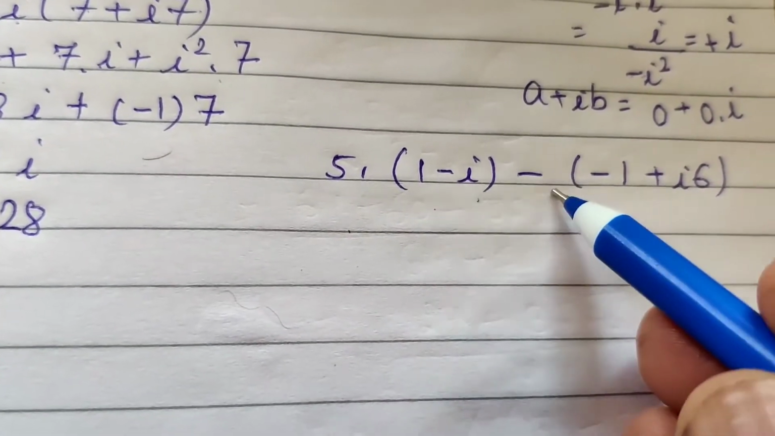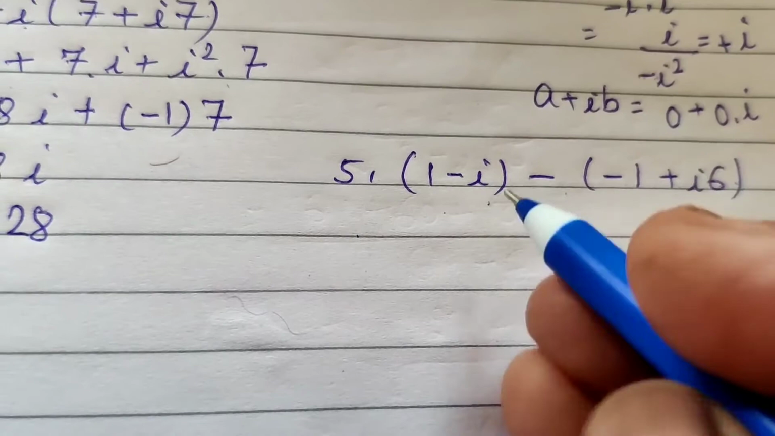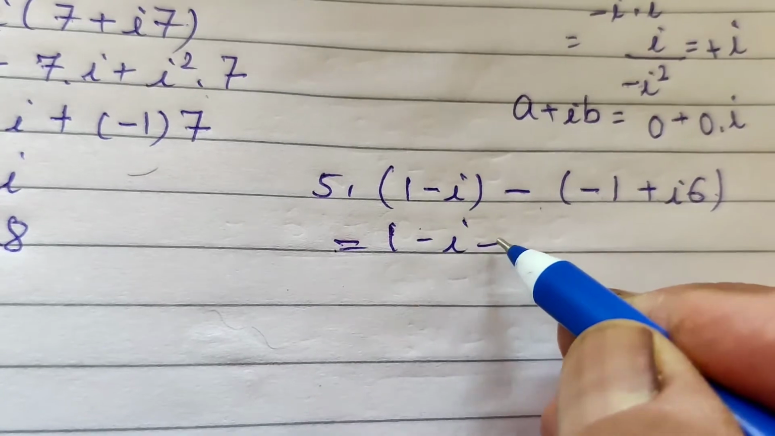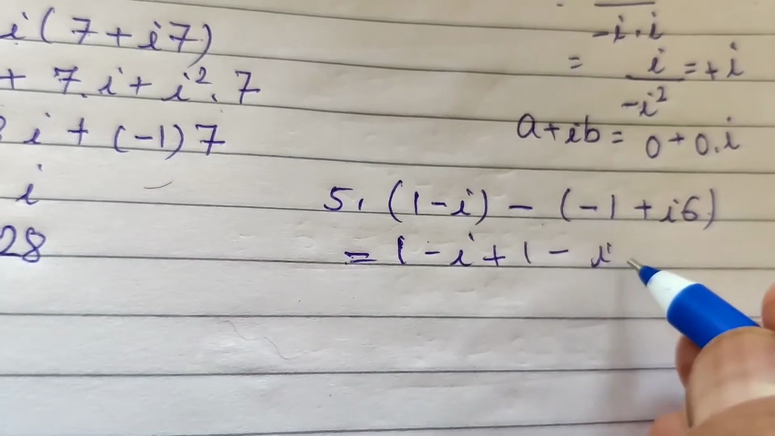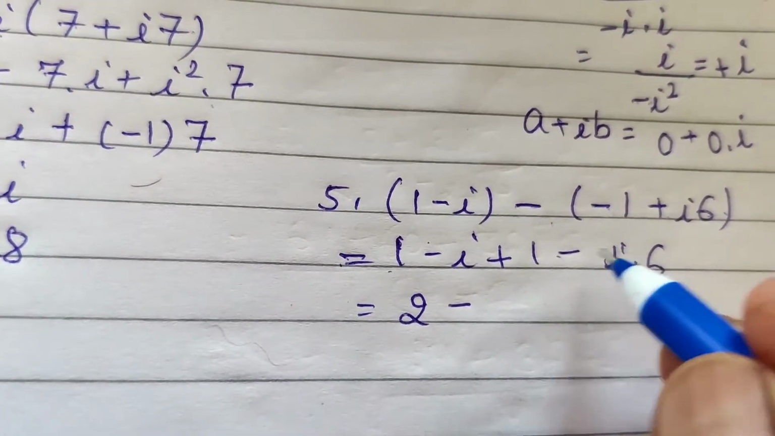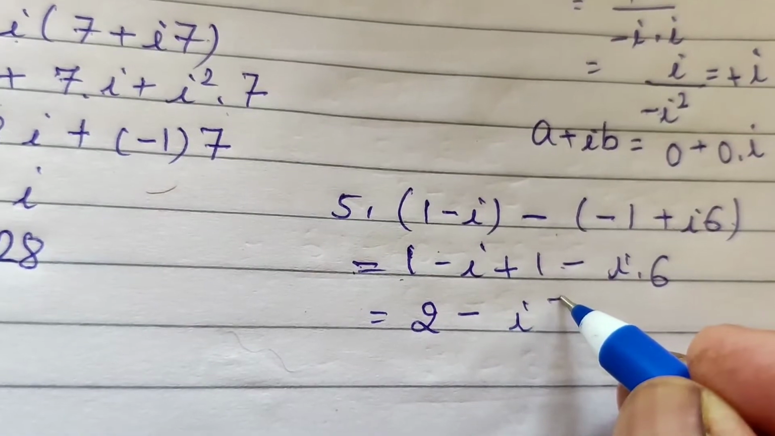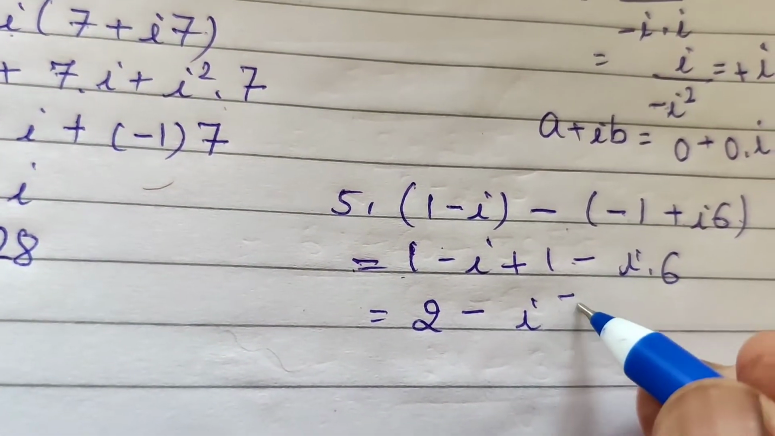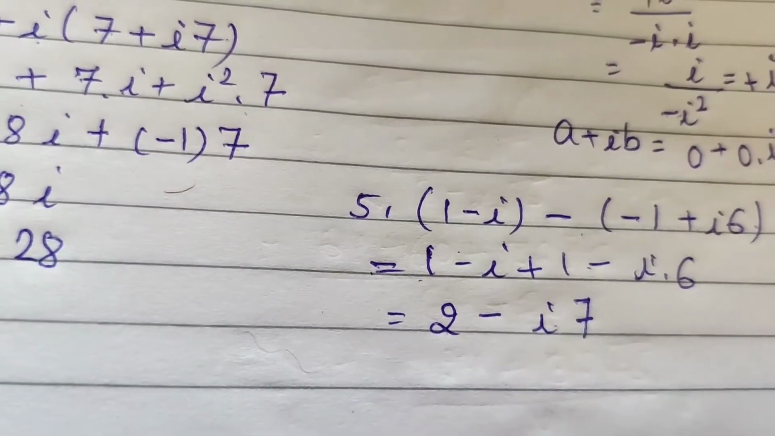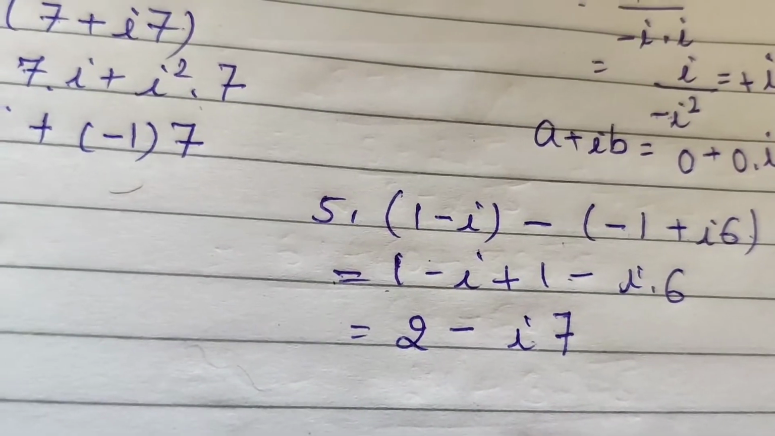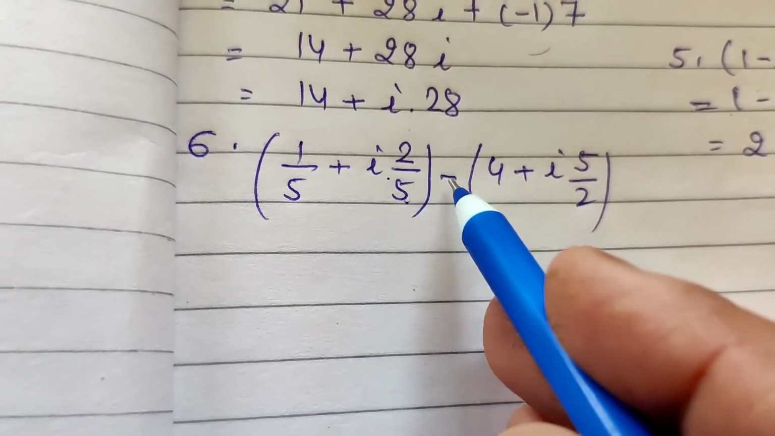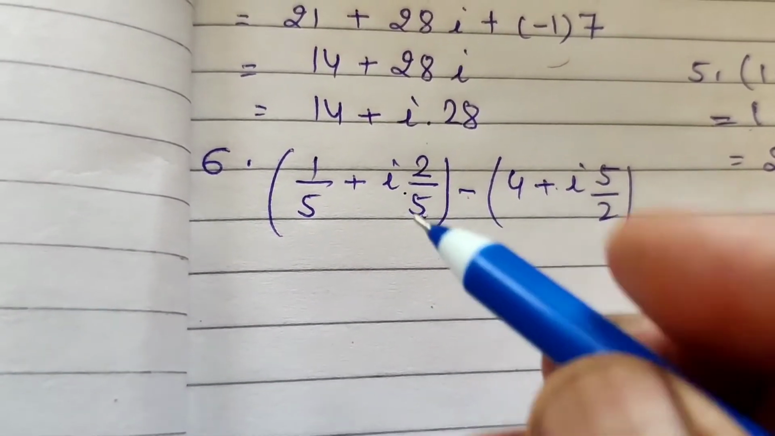Same. Next, question number 5. ये है 1 minus i minus -1 plus i6. Okay, equal to 1 minus i minus plus 1 minus i into 6. 1 plus 1 is 2, minus minus it is i, 7. 6 minus 1, i 7. This is in the form of a plus ib. Very simple question. Next, question number 6.